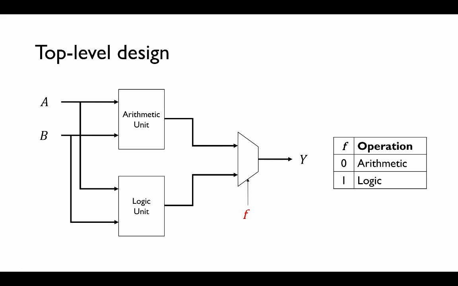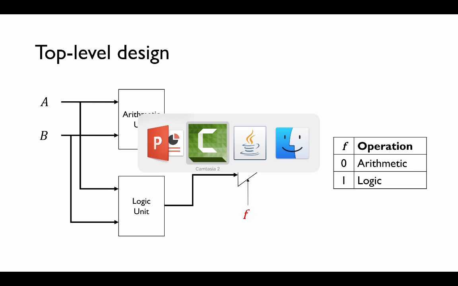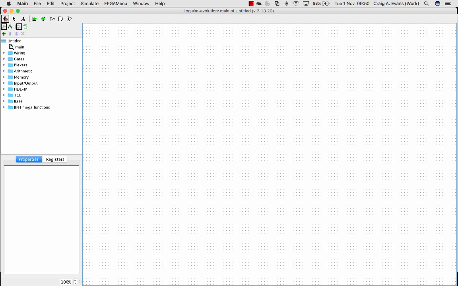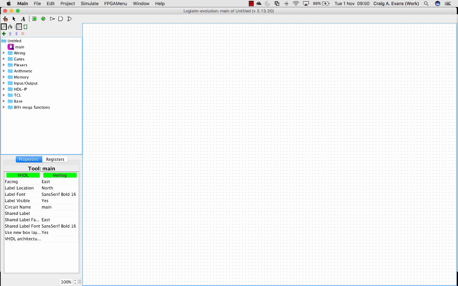We also need to note that here A, B and Y are all 4-bit buses, because we're just going to build a 4-bit ALU, but it could be 8-bit, 16-bit, or 32-bit. These are buses, so we need to use multiple data bits. I'll start off in Logisim. This file, main, I'm just going to rename to ALU.